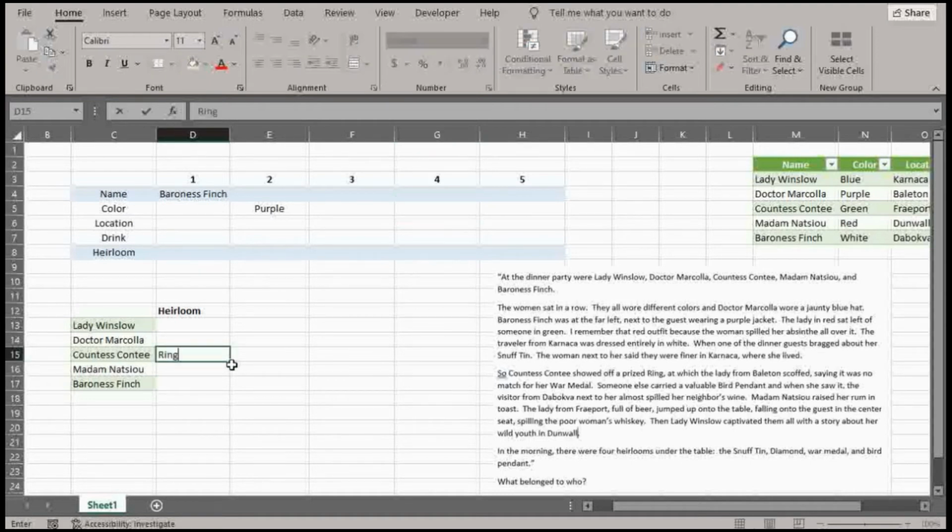So, since we have that, let's just put that there for now. At which the lady from Bailton scoffed, saying it was no match for her war medal. Someone else carried a valuable bird pendant, and when she saw it, the visitor from Dacvada next to her almost spilt her neighbor's wine. Madame Natio raised her rum in toast. The lady from Freyport, full of beer, jumped up onto the table, falling onto the guest in the center of the seat, spilling the poor woman's whiskey.